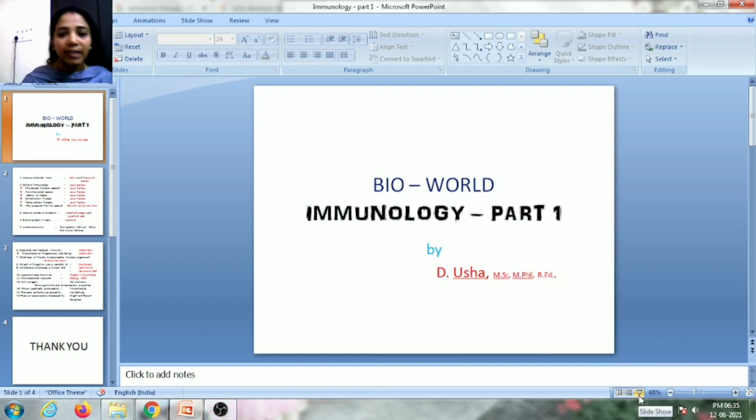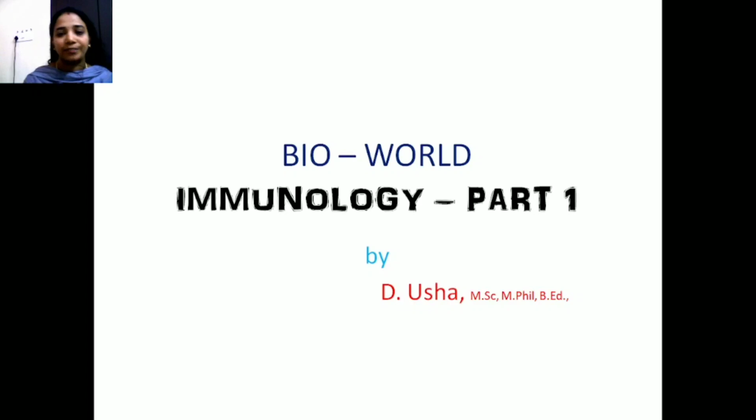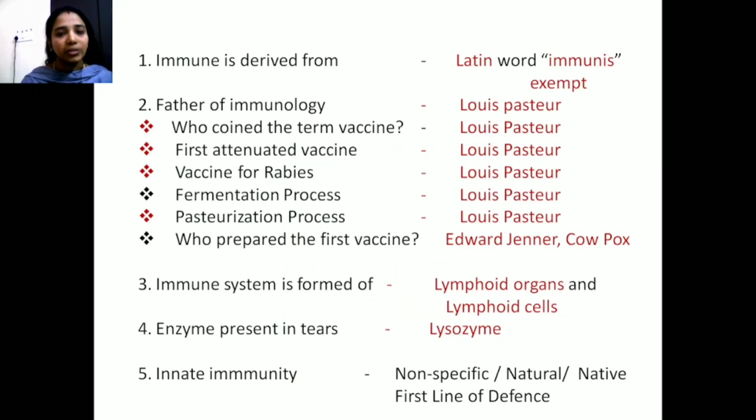Let's see some questions under the topic immunology. The first question is, the word immune is derived from. Most biological terminologies are derived from Latin or Greek words. To avoid confusion, we see the first letter of immune, it starts with I, and the first letter of Latin starts with L. So there is a connection between I and L, right? Don't forget, the term immune is derived from the Latin word immune.